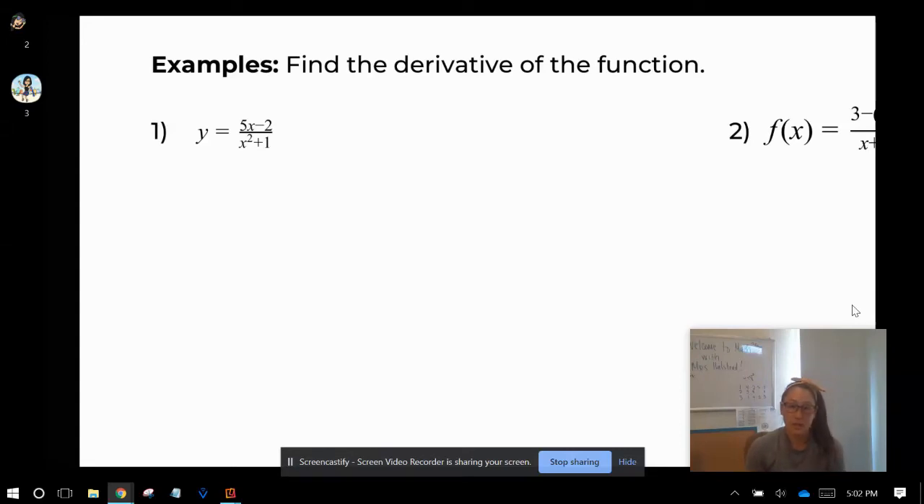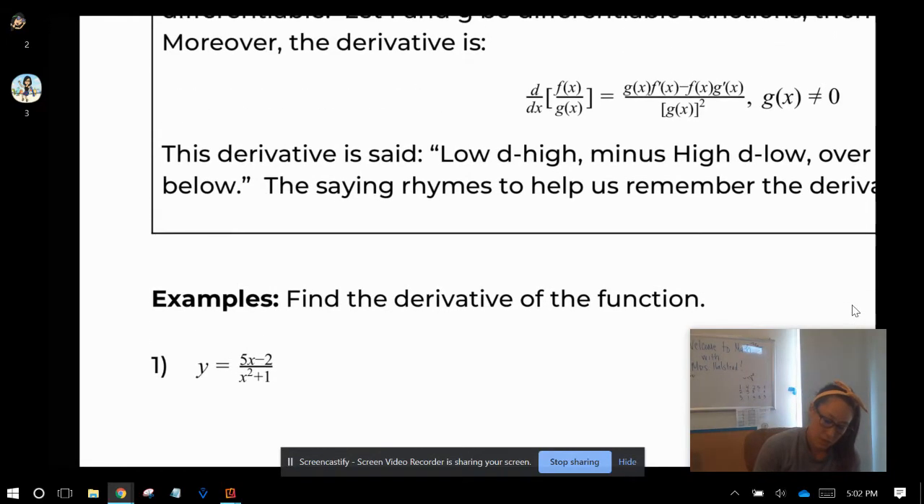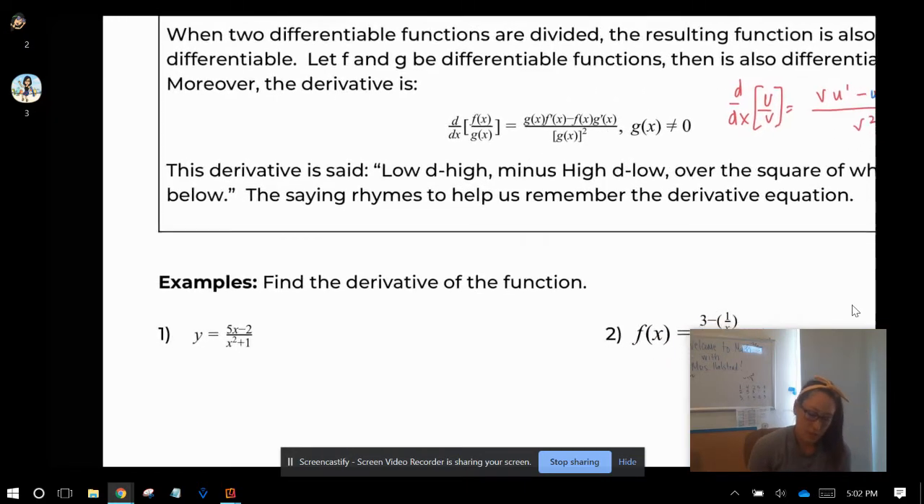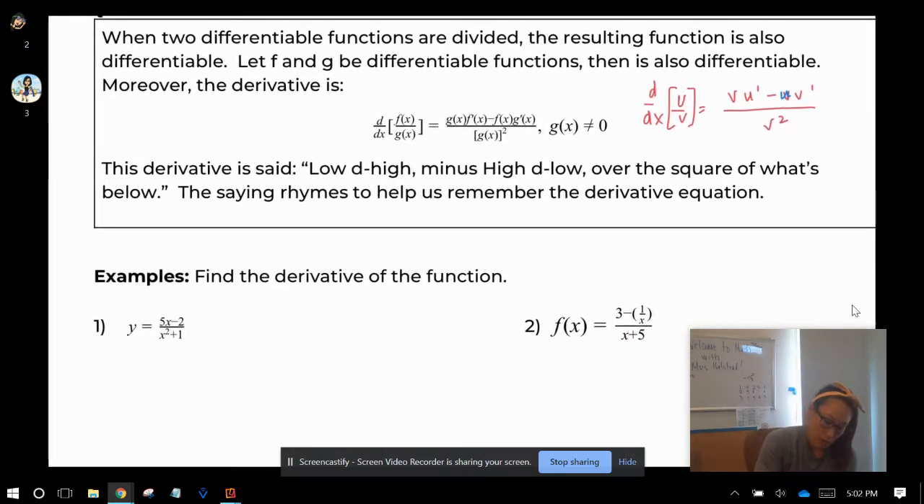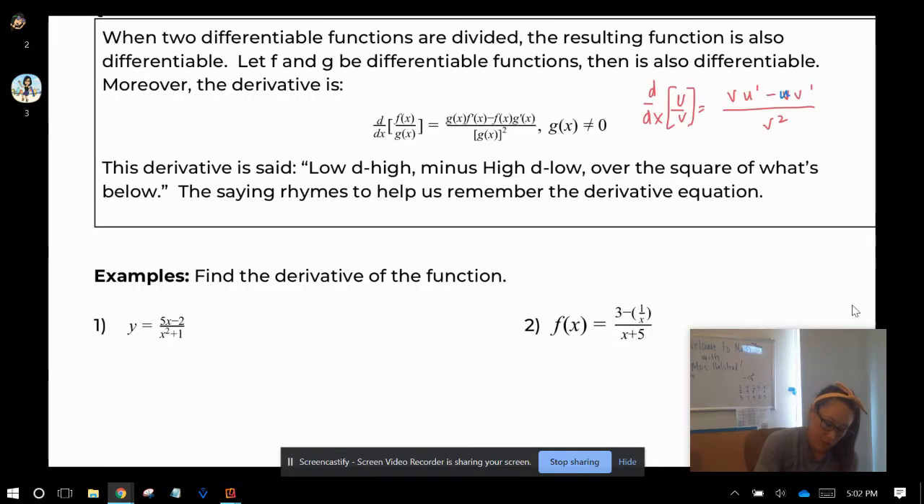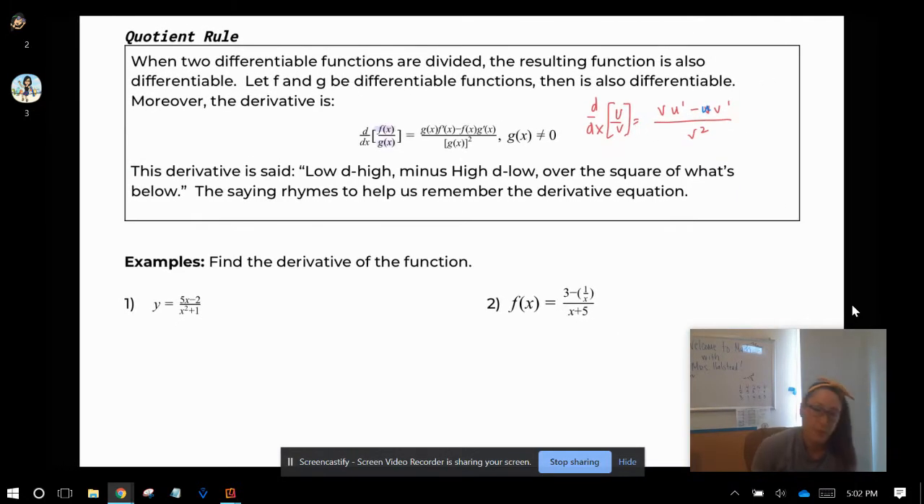Right, we're taking a look at the quotient rule. If I have two functions being divided by each other, f and g, I take the low function times the derivative of the high, minus the numerator's function times the derivative of the low function, all over the low squared.